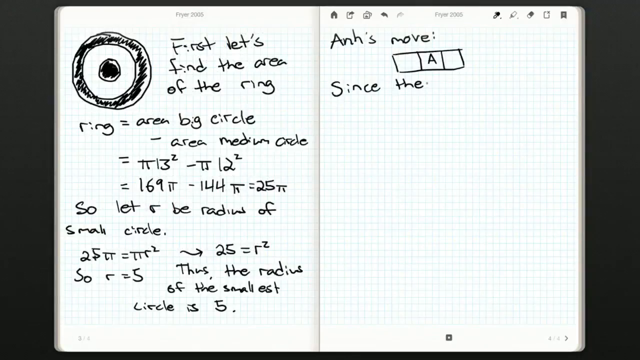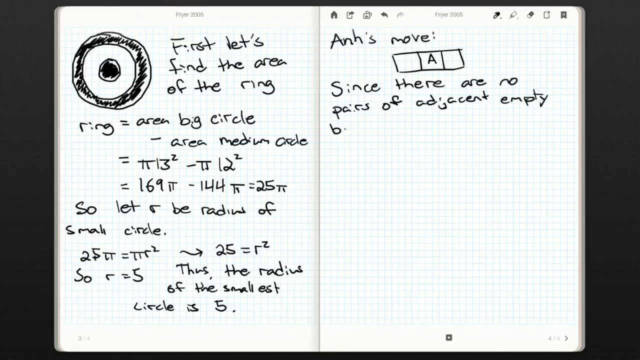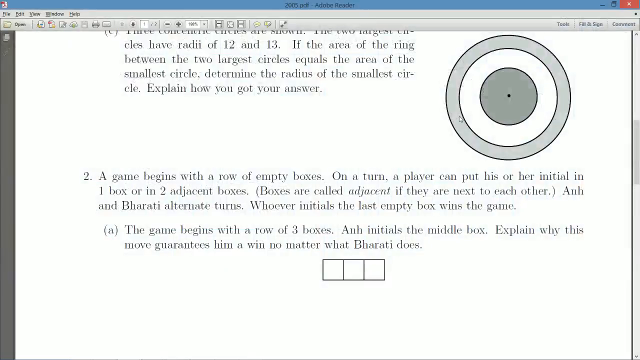So the first thing I noticed, there are no pairs of adjacent empty boxes. I think I'm spelling that right, but I just want to double check. I may not be pronouncing it right, but I can at least guarantee I'm spelling it right.